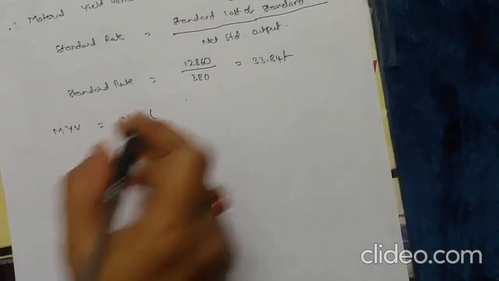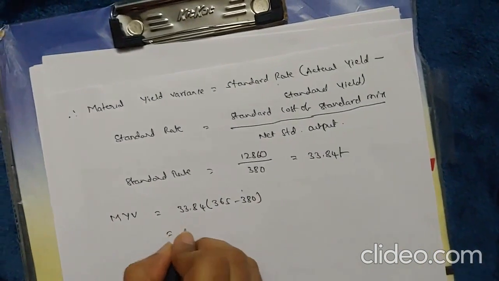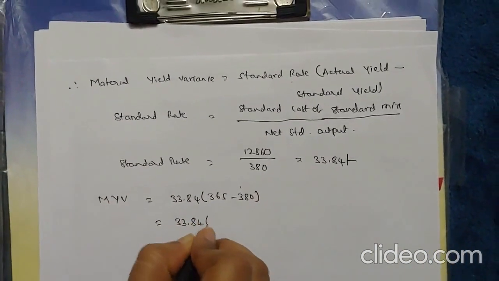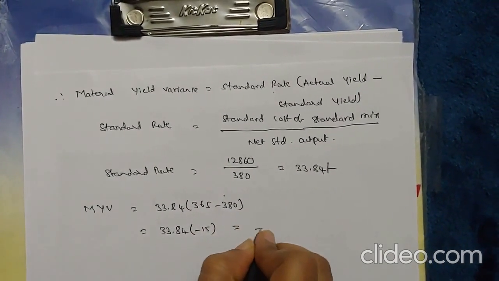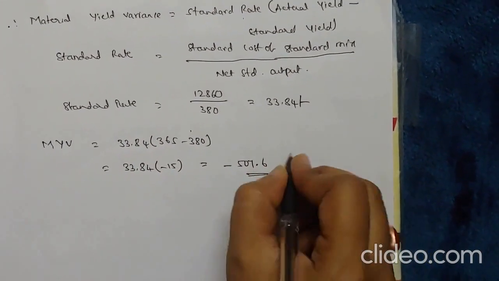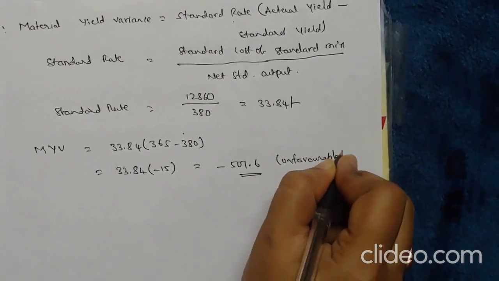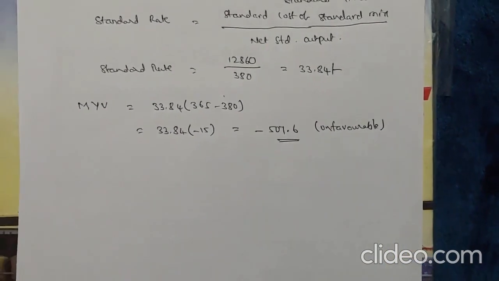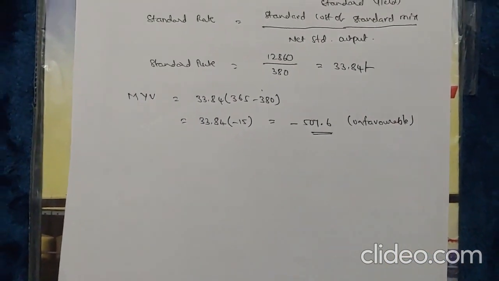Standard rate is equal to standard cost of standard mix. Standard cost of standard mix is equal to 12,860 and net output is equal to 380 kgs. 12,860 divided by 380 equal to 33.84.